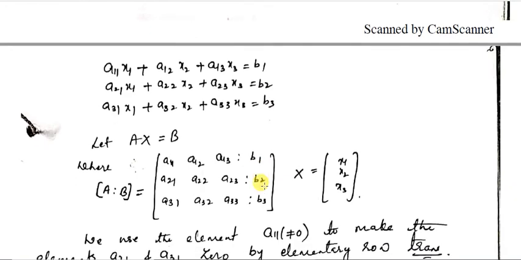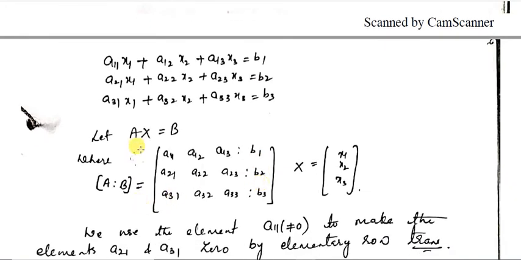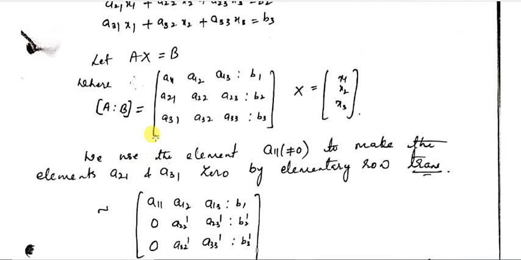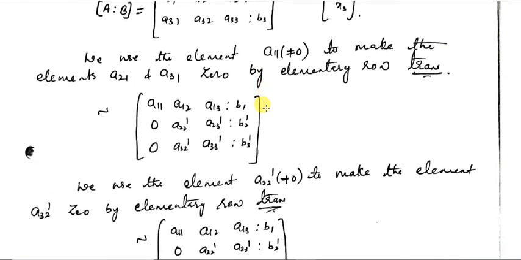For this system, I will write the matrix equation, or matrix representation, as Ax is equal to B, where A is the coefficient matrix and X and B are the column vectors. In the augmented matrix, we have to reduce the matrix A to an upper triangular matrix. That is, we have to make the elements a21, a31 and a32 zero by row transformations. Whatever operations we use to reduce the matrix A, we have to use the same operations on the augmented matrix also. Then we obtain the equivalent matrix like this.